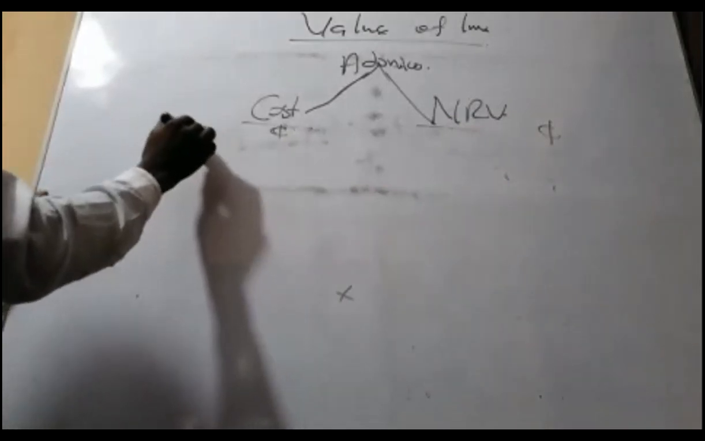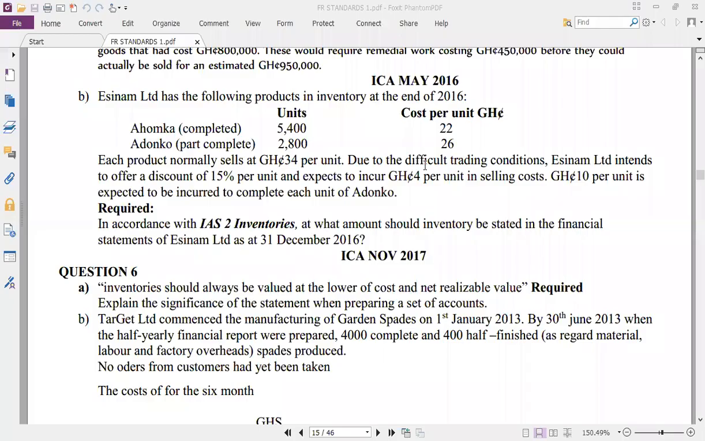Yes. So the cost, we said it must include the cost that they've incurred to date. So that's the cost incurred to date. The cost of Adonko is 26, even though it has not been completed, the cost is 26. Still, the selling price will be the net, so 34 times 85%, net of discount.